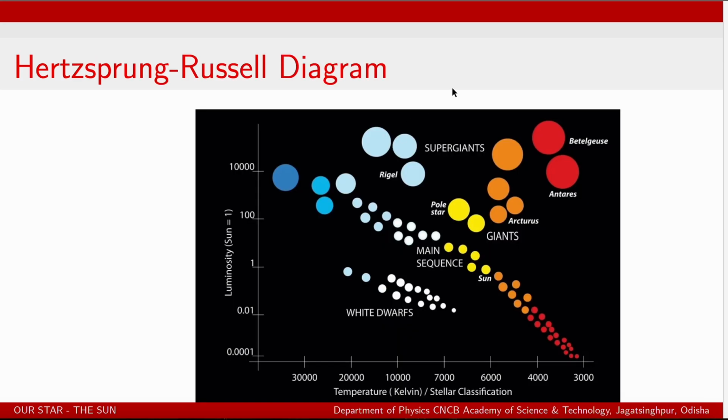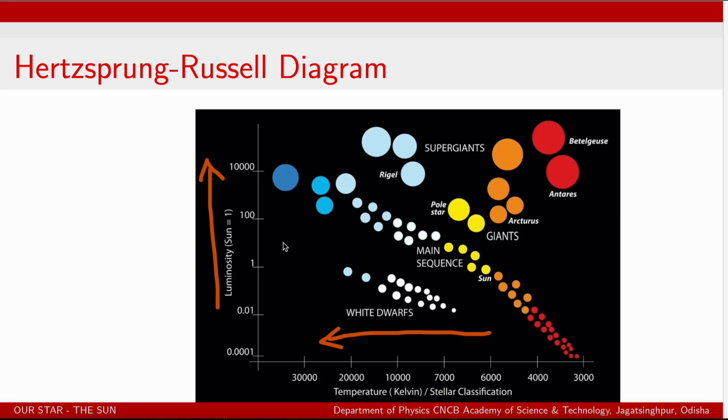So before we go into the main topic, this is the Hertzsprung-Russell diagram. This is the temperature axis, and the temperature increases in this direction. And this is the luminosity. Luminosity is energy emitted per unit area per unit time. This is the direction of increase of the luminosity. So this is about stars. Our Sun is one of the stars, and all the stars burn hydrogen at their core.